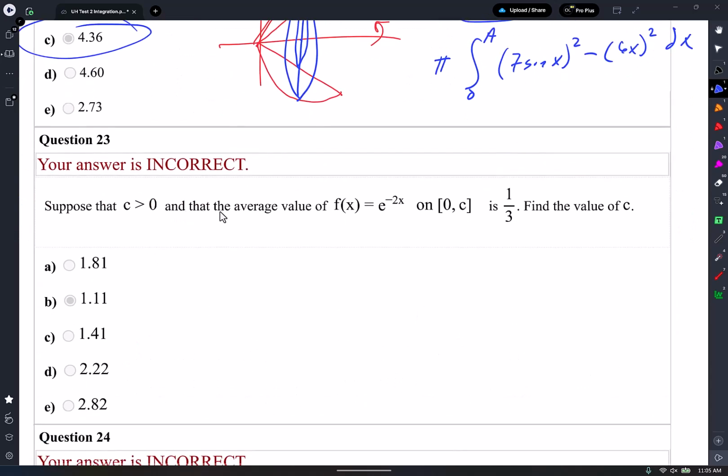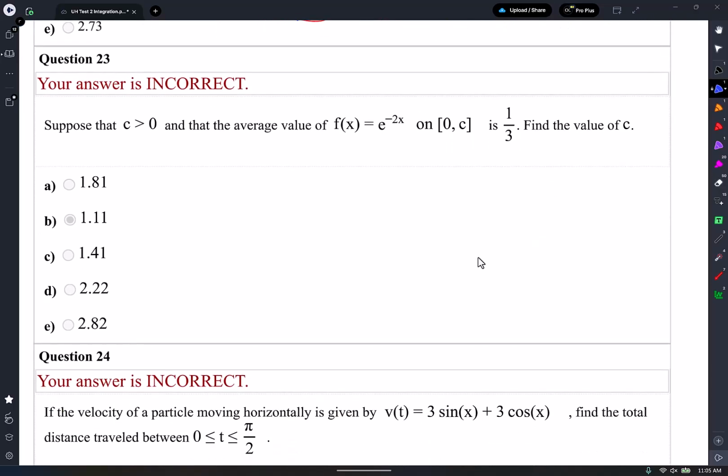Suppose that c is greater than 0 and that the average value on 0 to c is 1/3. Find the value of c. This is kind of calculator, guys. Let's see. The average value. Okay. Find the value of c. So here we go. Ready? I'm going to go 1 over c minus 0, integral from 0 to c of e to the negative 2x dx. All this equals 1/3.